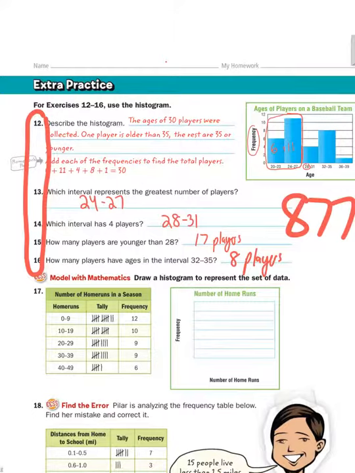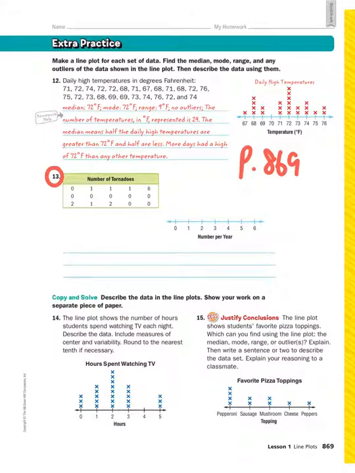All right, so we're done with page 877. Told you that would be a quick one. And we're on to our last page, which is page 869. Okay, so on page 869, we just have to do number 13, and you should already have it done, so you should just be checking your answer.